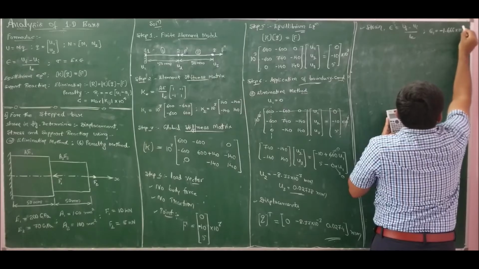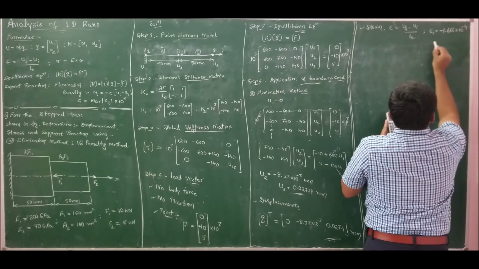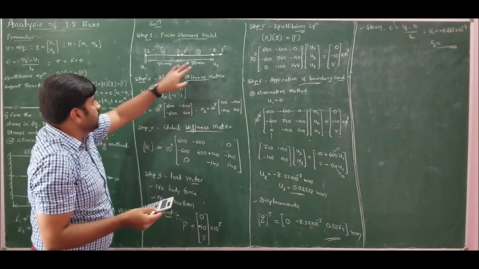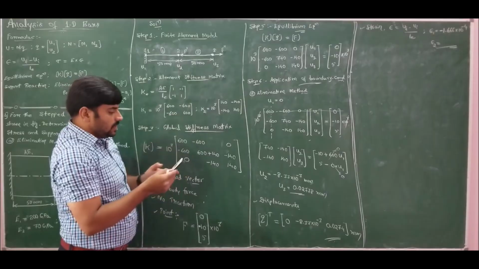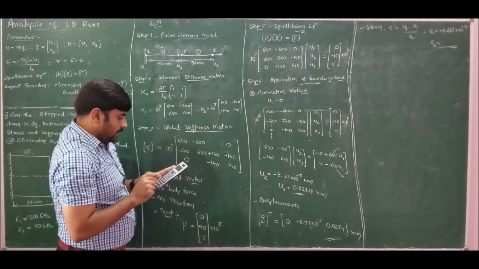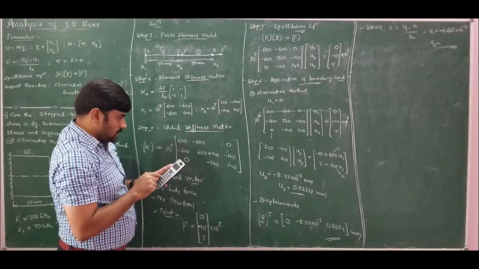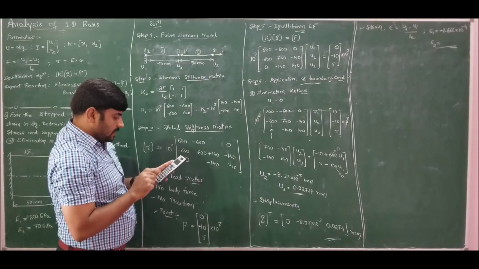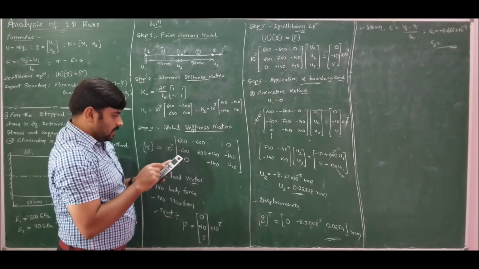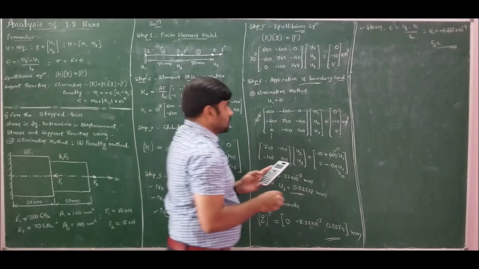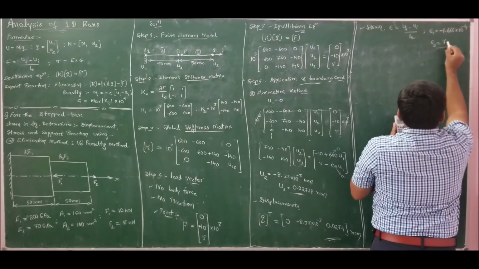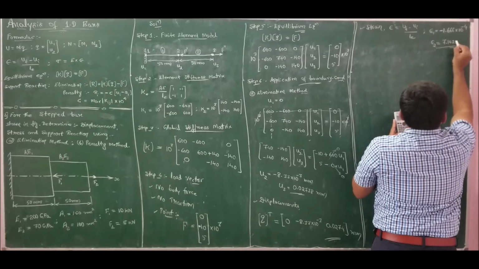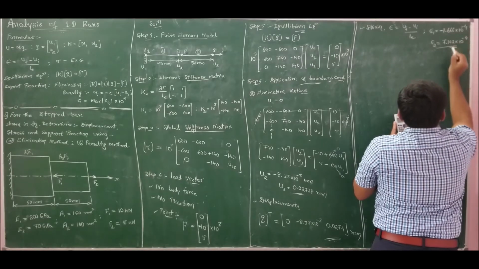1.666 into 10 to the power of minus 4. Similarly, epsilon 2 is turning out to be, for element 2, 3 is the final node, 2 is the initial node. It is u3 minus u2 by length of the element. u3 is 0.02738, minus of minus is plus 8.33 into 10 to the power of minus 3, divided by the length of the element, which is 50. So if I solve, I will get the strain in element 2 as 7.142 into 10 to the power of minus 4.